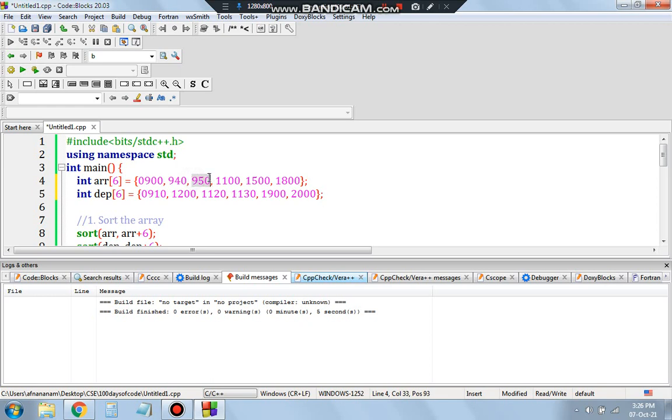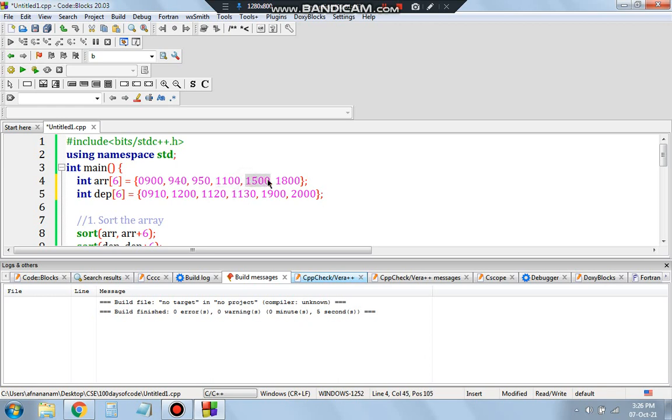This train is coming at 9:50. When this train comes, platform 1 is already occupied, right? So this train should be kept in platform 2. So a second platform should be built. This train will leave at 11:20, but before that a third train comes. So we need a third platform. This will leave at 11:30, right?